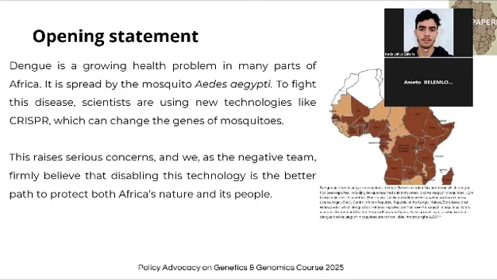Diseases like dengue are a growing health problem in many parts of Africa, mainly spread by Aedes aegypti mosquitoes, a specific type of this species. Scientists have suggested using CRISPR-Cas9 to genetically modify these mosquitoes to stop disease transmission. However, this approach raises serious concerns. As the negative team, we firmly believe that disabling or limiting this technology is a better choice to protect both Africa's nature and its people.